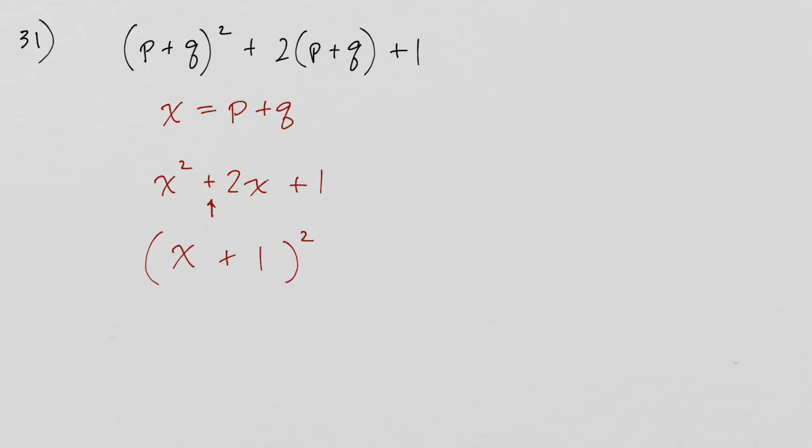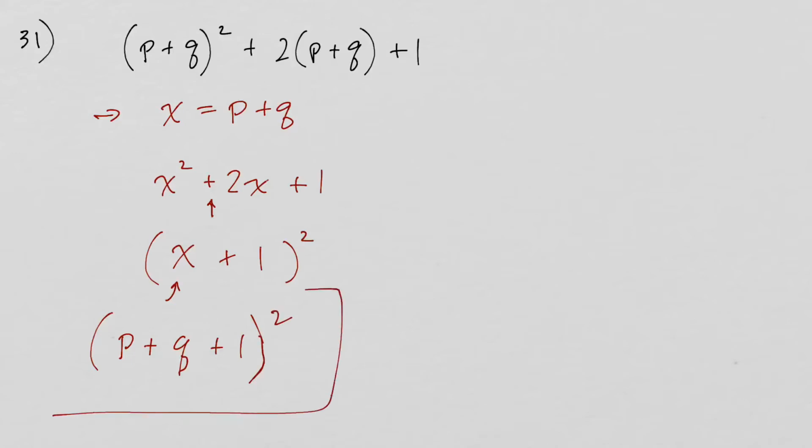But remember, you really don't have an x. X is p plus q. So you substitute your x back and you have p plus q plus 1, squared. And that's your final answer.